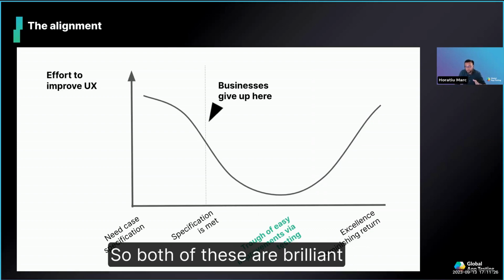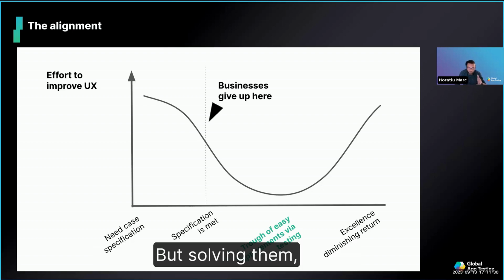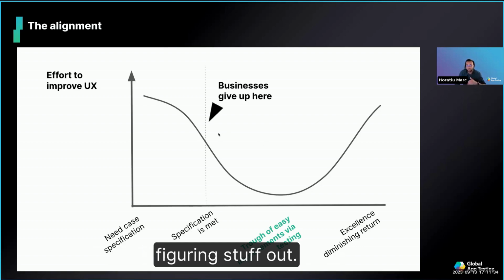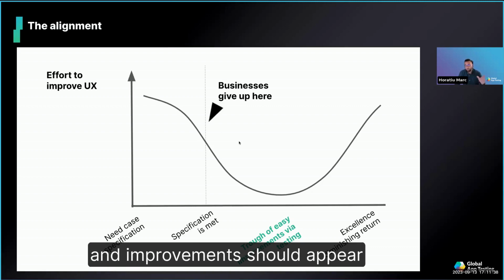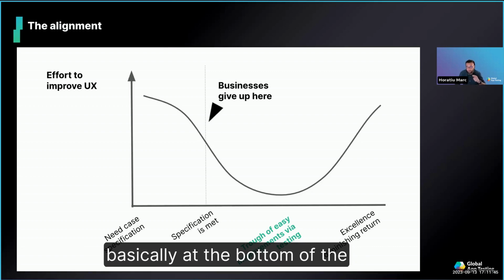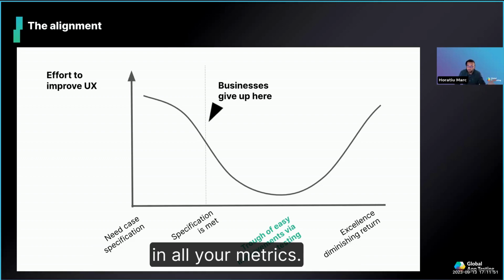Both of these are brilliant ideas and great things to cover, but solving them is quite a big investment in time, and it's a lot of figuring stuff out. So I think that simple changes and improvements should appear where the time investment is low, at the bottom of the U, and you can make gradual improvements which aren't visible in all your metrics.